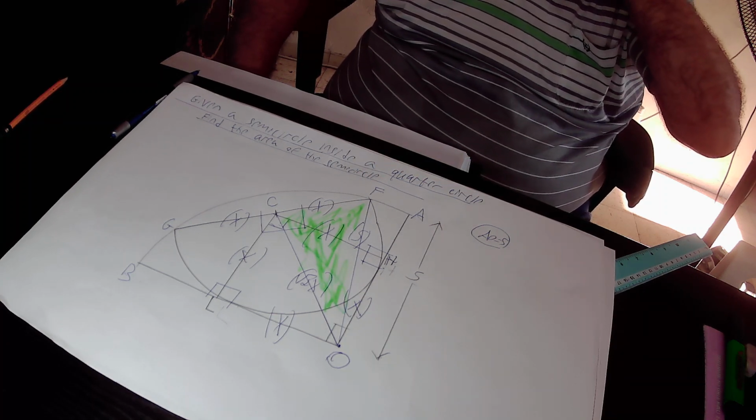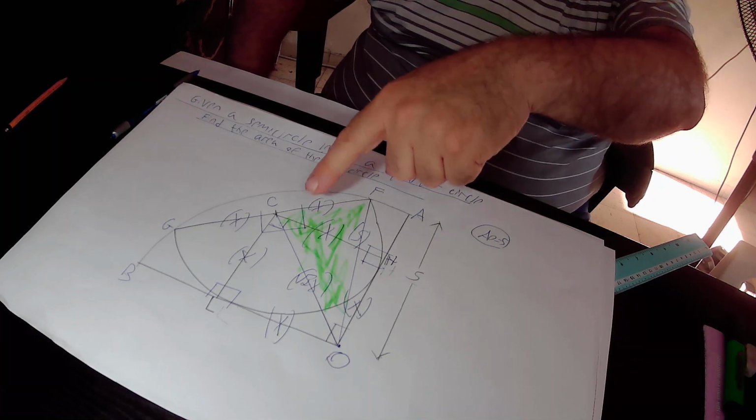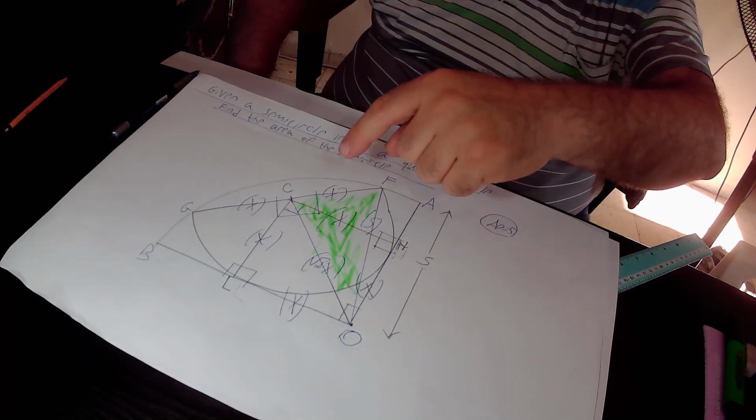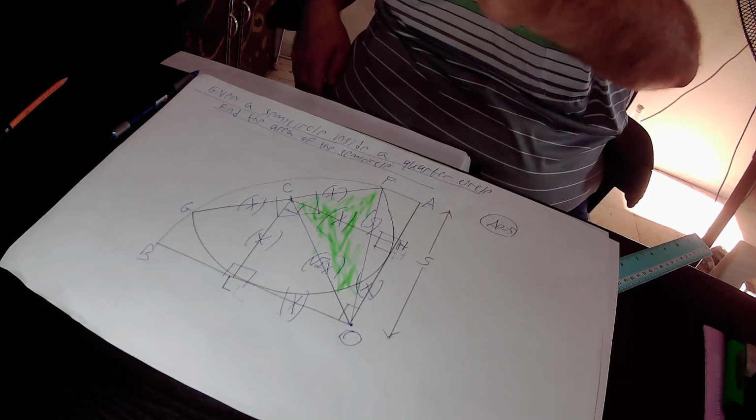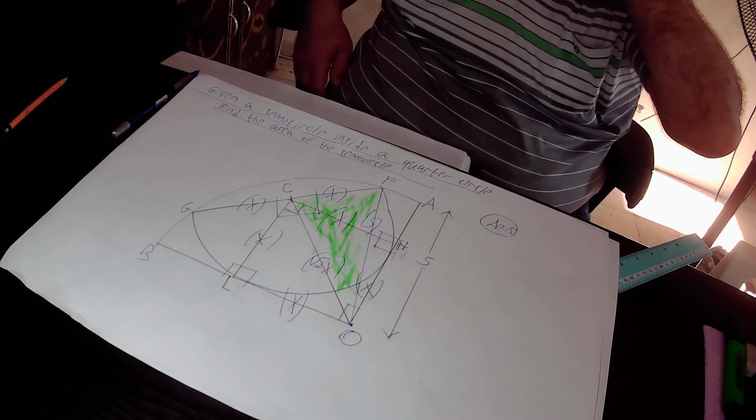In the next step, we join point C and L together by a straight line. CL is of course the radius of this semicircle, that is equal to x.